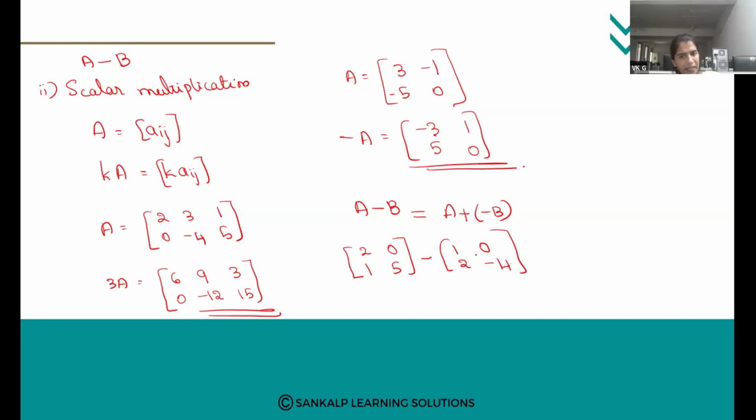Actually, if you can, do it directly. Multiplying the second entry by -1 and adding again is not needed. You can directly subtract the corresponding entries.